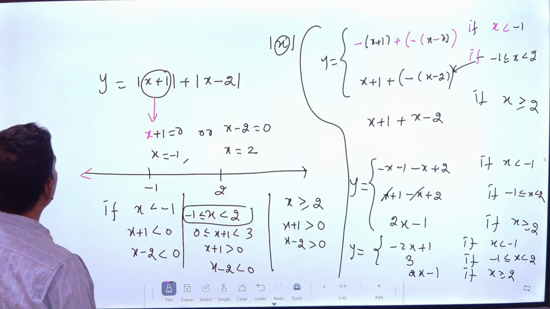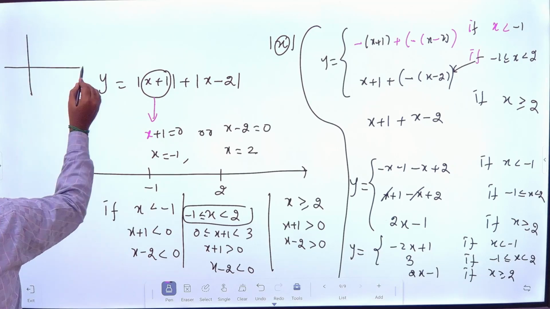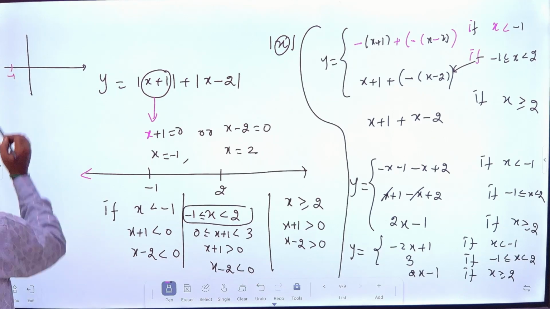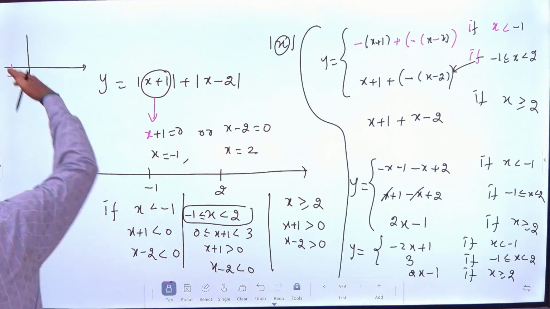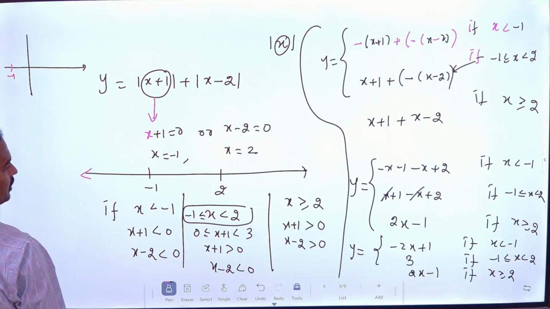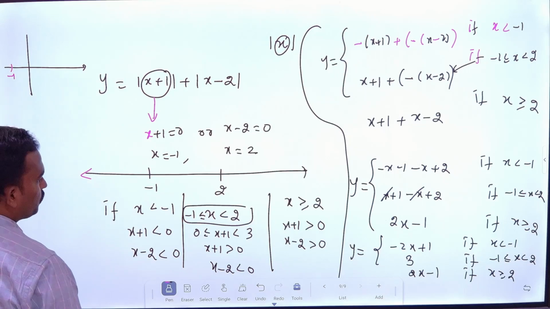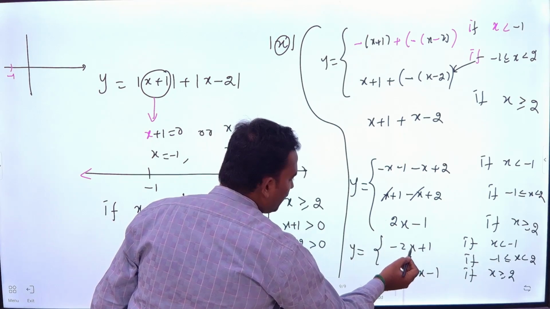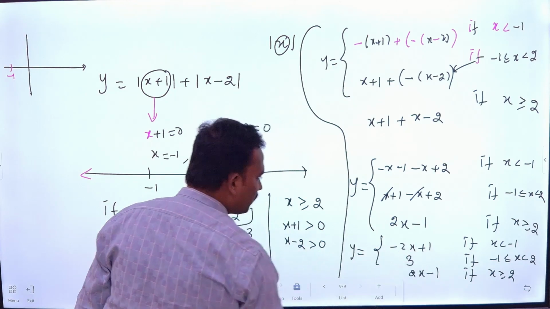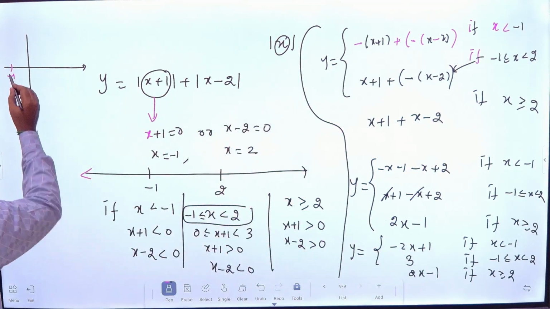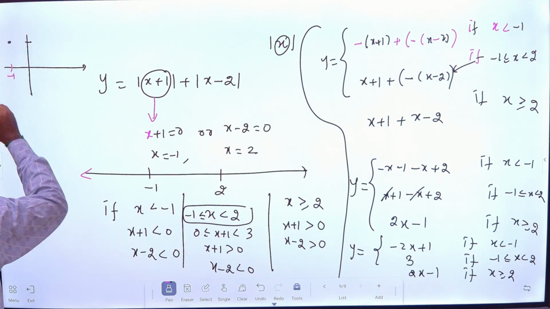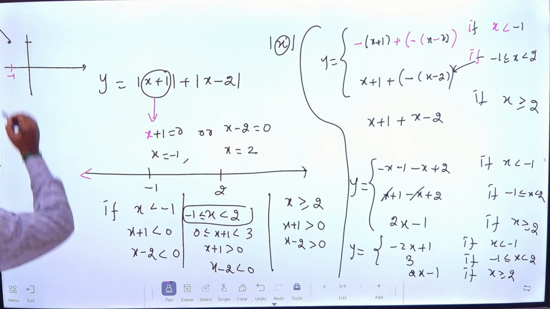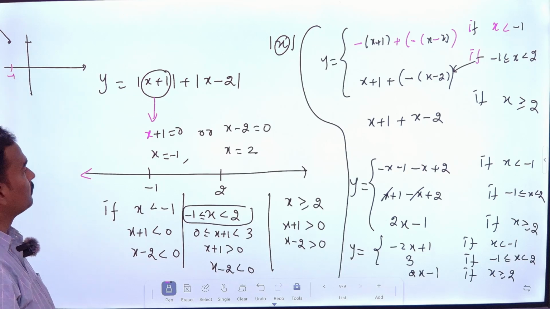So how to draw the graph quickly? If I take x less than minus 1, the graph of minus 2x plus 1: just substitute minus 1 here. So minus 2 into minus 1 will be 2, 2 plus 1 is 3, right? So at minus 1, it reaches 3. So this graph will be like this, right?